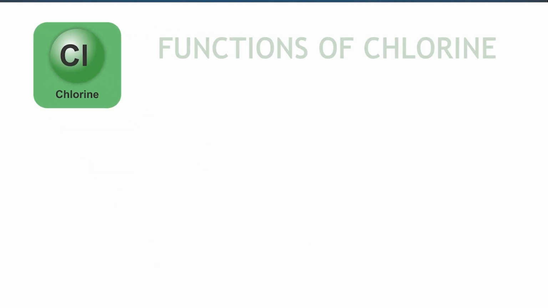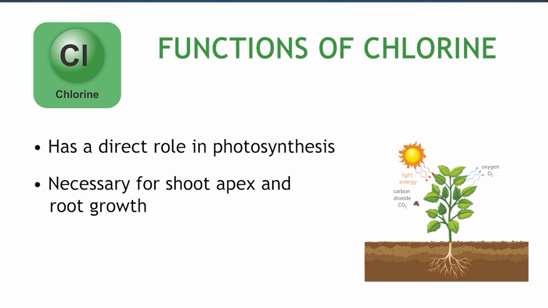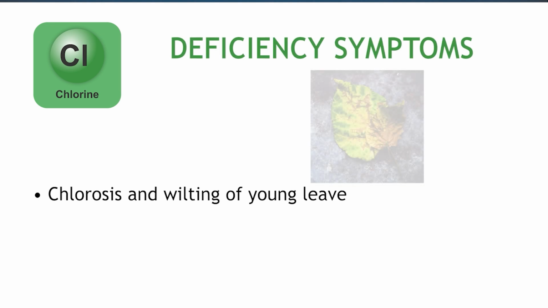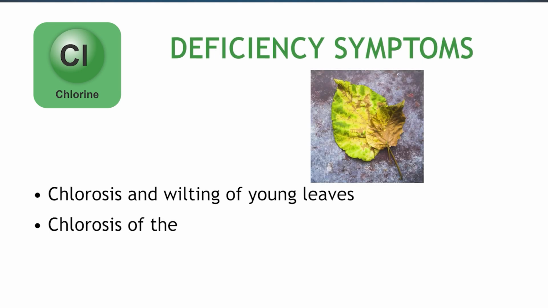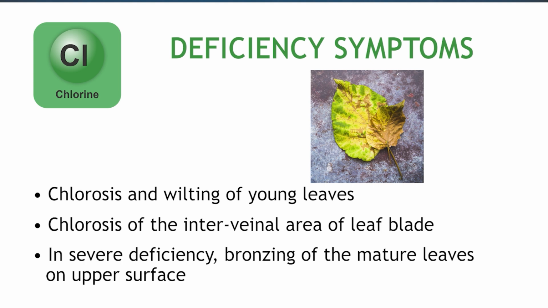13th, chlorine. Its functions are: it has a direct role in photosynthesis, necessary for shoot apex and root growth. Its deficiency symptoms are chlorosis and wilting of young leaves, chlorosis of interveinal area of leaf blade. In severe deficiency, bronzing of matured leaves on the upper surface.